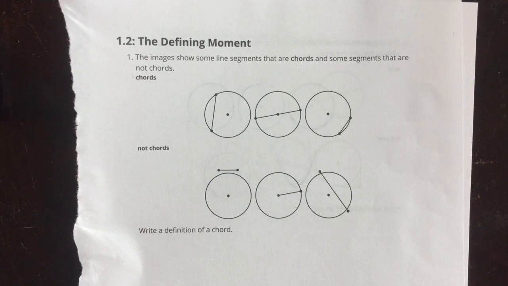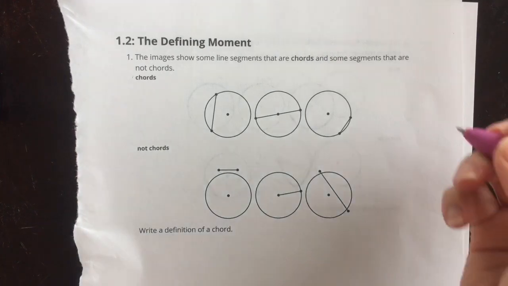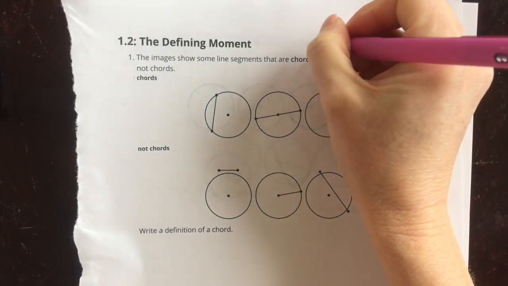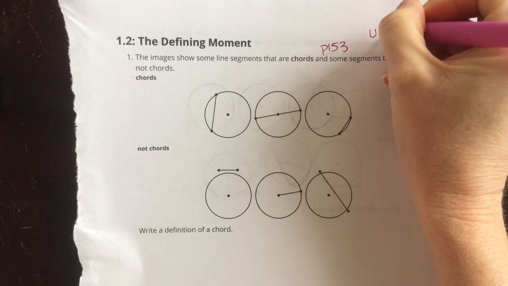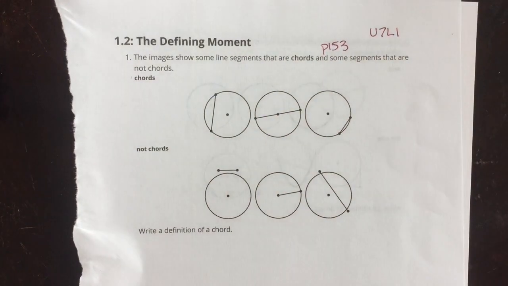Hi, Math 2. This is page 153 of our workbook, and it's the beginning of Unit 7, Lesson 1, and this unit is about circles. You can think of this unit having 4 parts.